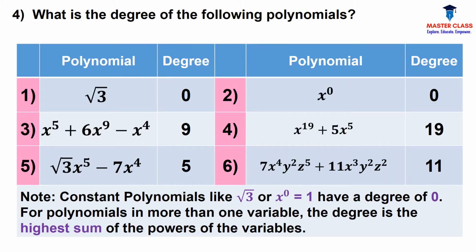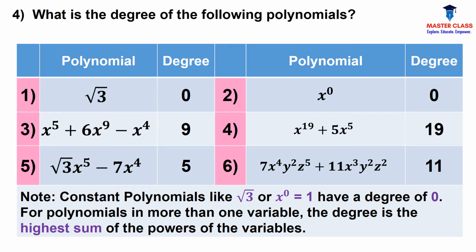The next type of question asks us to identify the degree of polynomial. The first polynomial that is given is square root of 3. In this polynomial we do not see any variable. However, if we rewrite this polynomial as root 3 x to the power of 0, we can understand that this is a polynomial of degree 0, or in other words a constant polynomial. So the degree of this polynomial is 0.